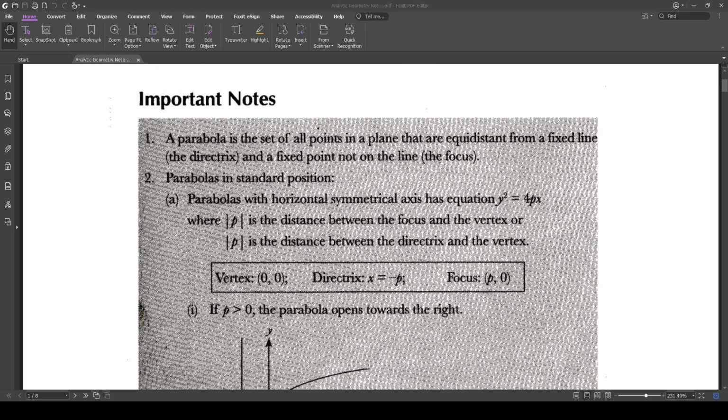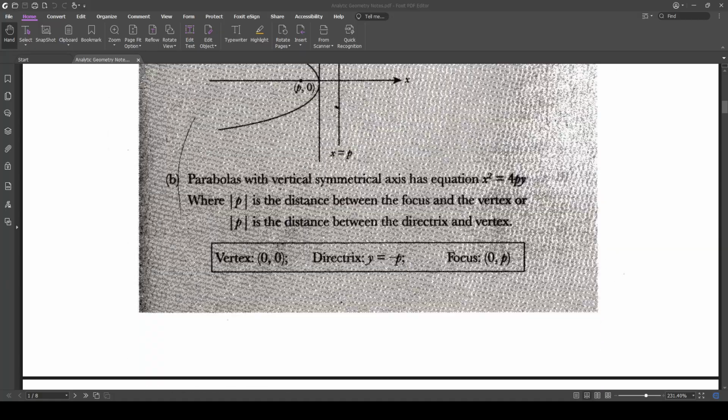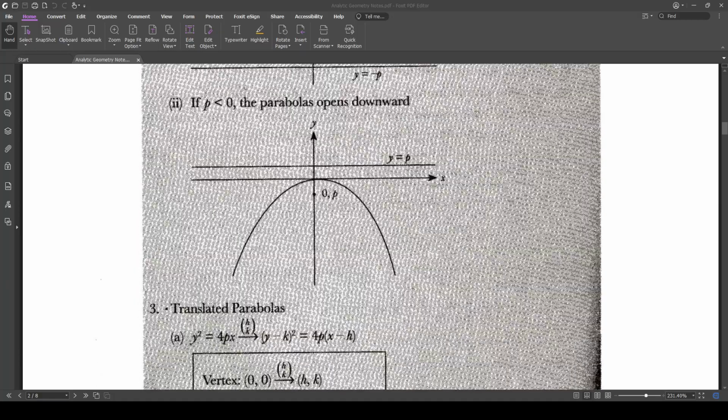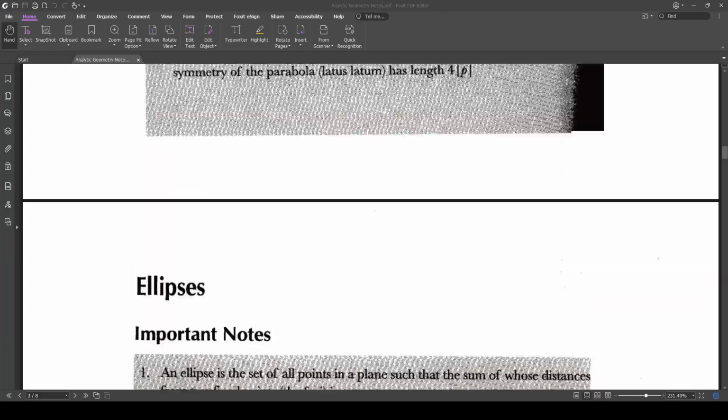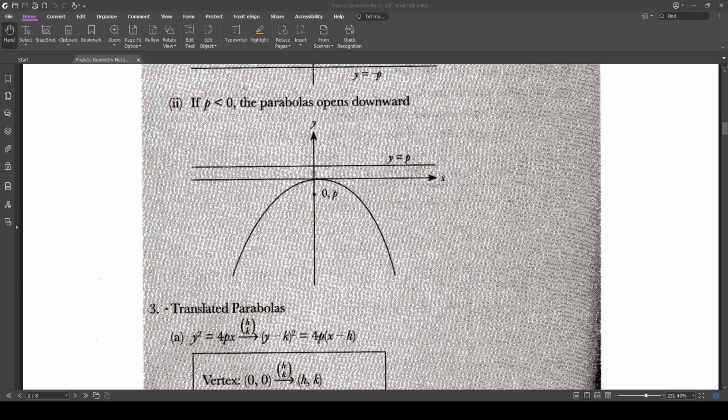Now, there are four things you'll learn in this chapter. One is the parabola, the shape and how the functions of a parabola look. I think this is the most familiar to everyone because this is basically a quadratic equation.